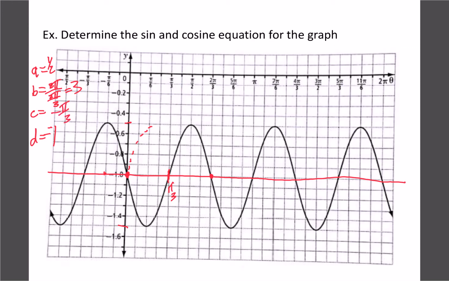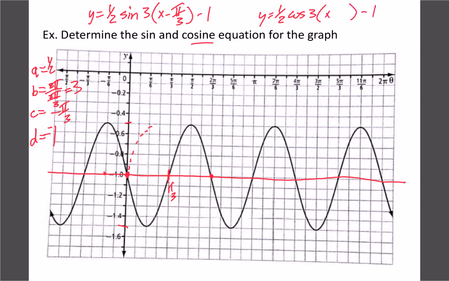Now that we've got all those numbers, we can figure out our equations. So we'd have y equals 1/2 sine 3 x minus pi by 3 minus 1 for our D, and we're done. The other question it says on here is write it as a cosine. So when you do a cosine graph, everything's exactly the same except our phase shift. That's the only thing we got to be careful of.